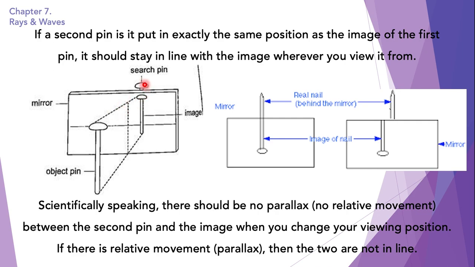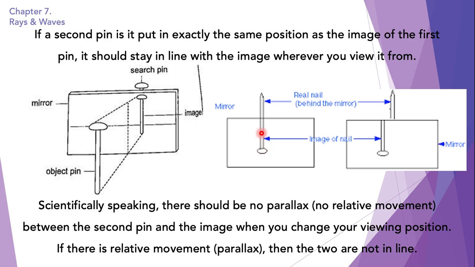So if we put a search pin at exactly the same position as the image of the first pin, which is this one, then it should stay in line with the image, which is the mirror image, wherever you view it from. So scientifically speaking, there should be no parallax. If you see it from here, it should stay on top of each other. It should stay in line. If we view it from here as well, anywhere, scientifically speaking, there should be no parallax, which means that there should be no relative movement between the second pin and the image when you change your viewing position.